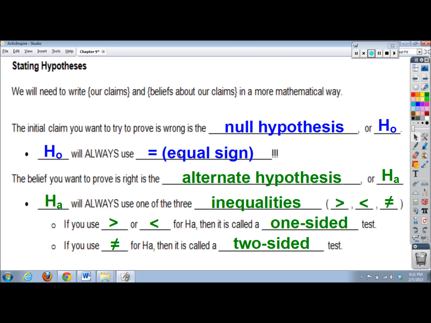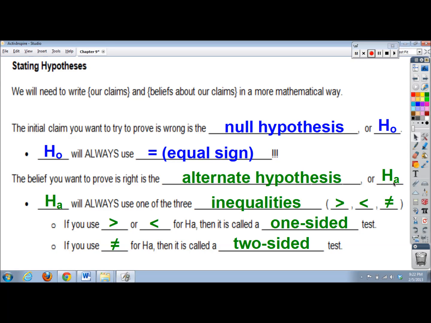So H naught, our null hypothesis, will always use the equal sign. We're going to make a claim that something is equal to a certain value. Like we really think that the proportion of CHS students who don't drink is equal to 62%. The belief you want to prove is right is our alternate hypothesis. This is what we want to try to show.